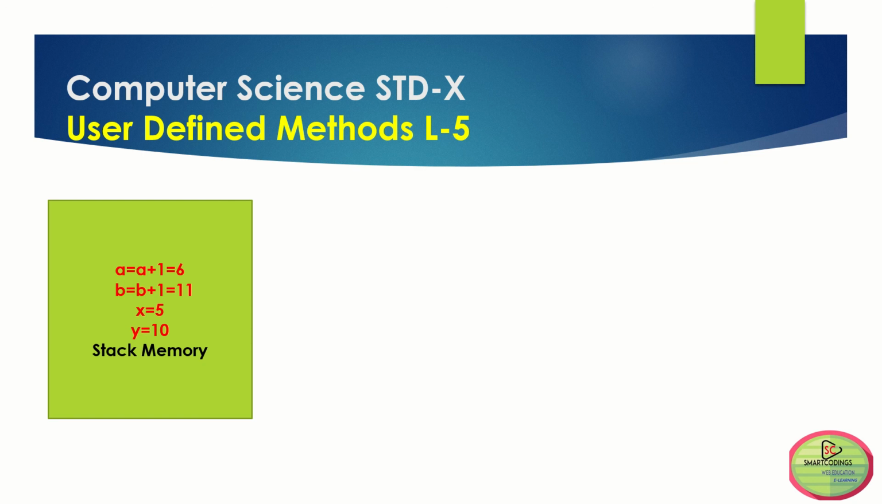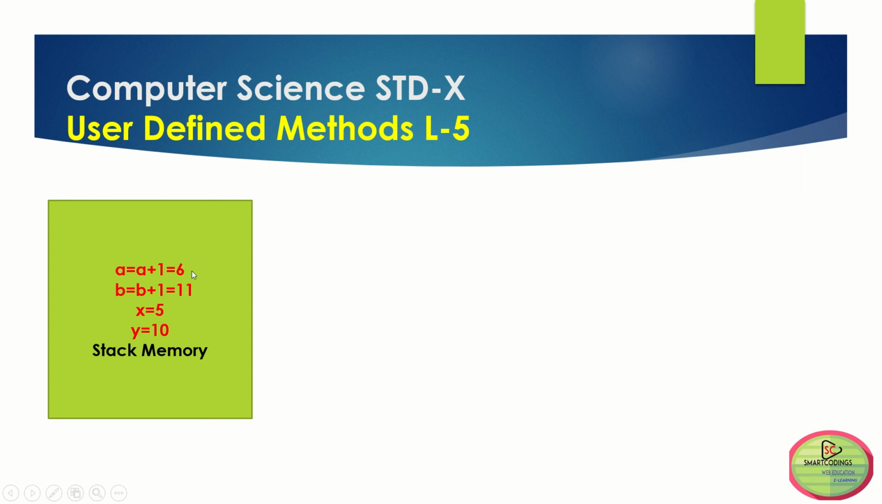A and B are primitive data types stored. These are the formal parameters, A and B. A and B are formal parameters stored in stack memory. Some changes have been done in A and B by plus 1 and plus 1, that is 6 and 11. And the actual parameters X and Y are also declared in the stack memory, but separately.